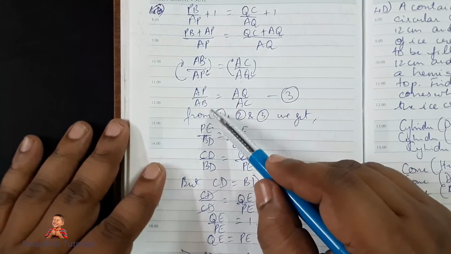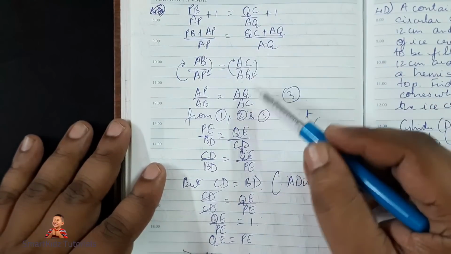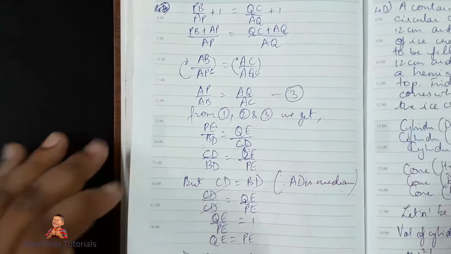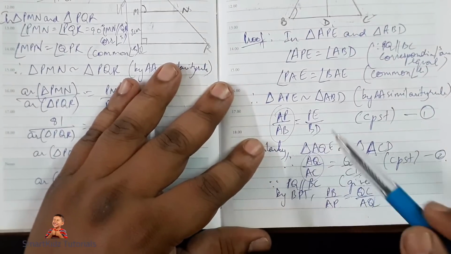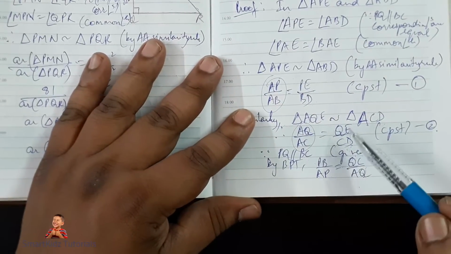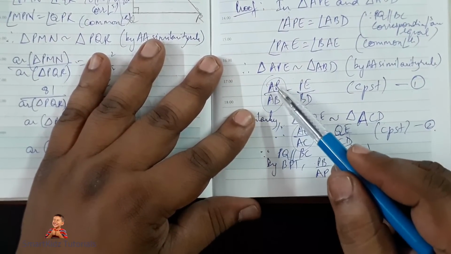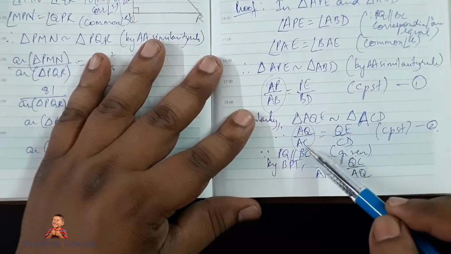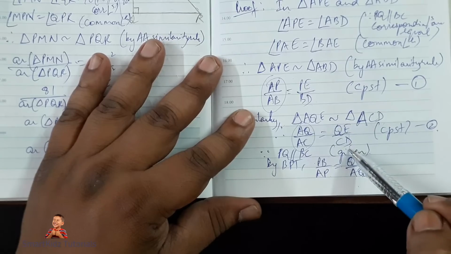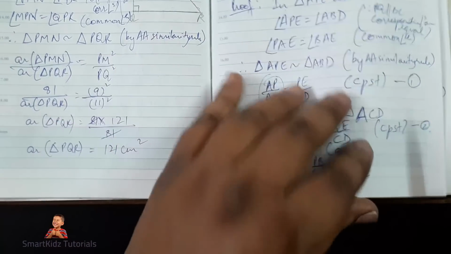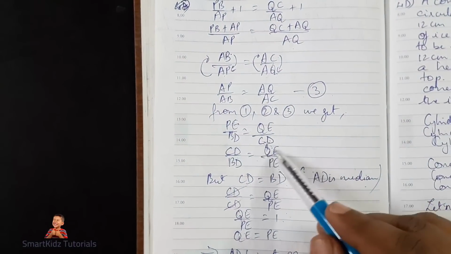Now, AP upon AB is equal to something else as we have shown previously, and AQ upon AC is also equal to something else previously. That is, AP upon AB is equal to PE upon BD, and AQ upon AC is equal to QE upon CD. Now that we have shown that this upon this is equal to this upon this, we can say that PE upon BD is equal to QE upon CD from 1, 2 and 3. Okay, so that's what we get.